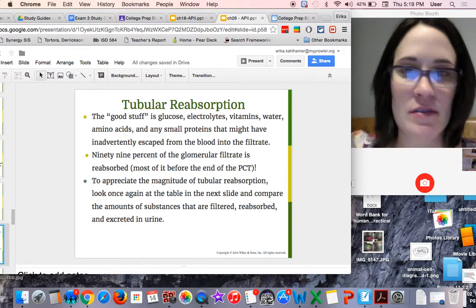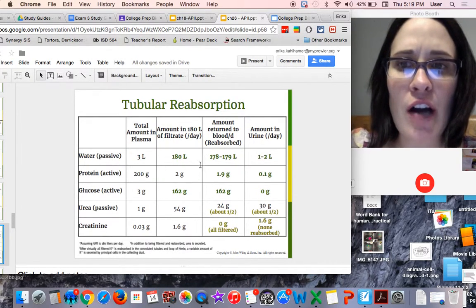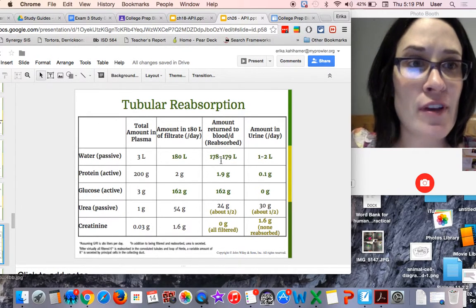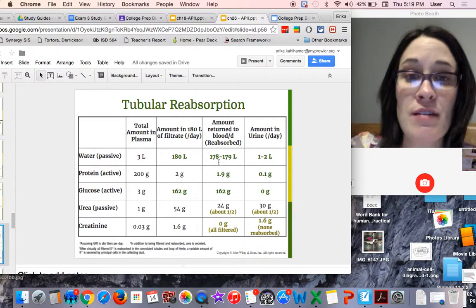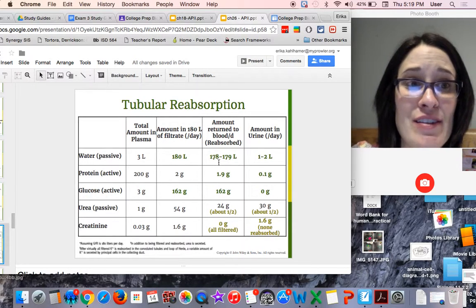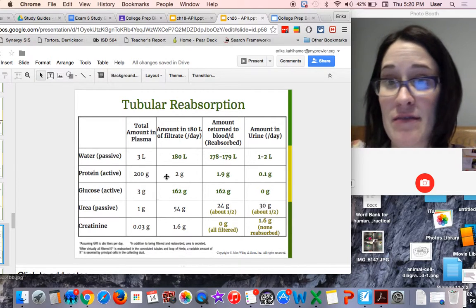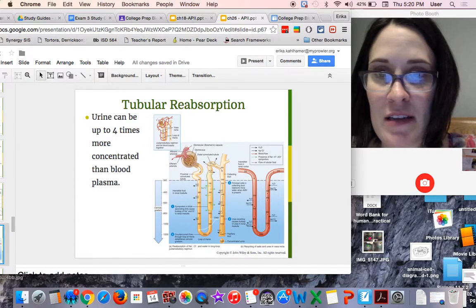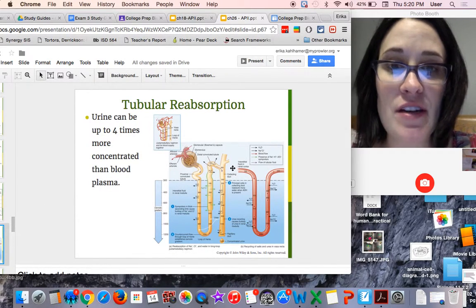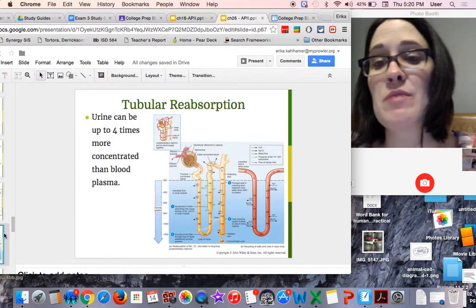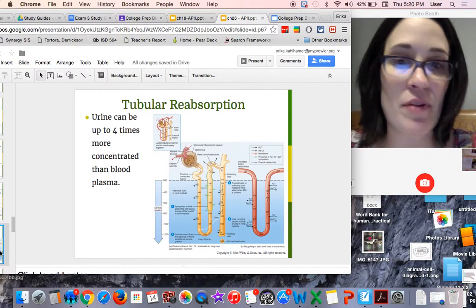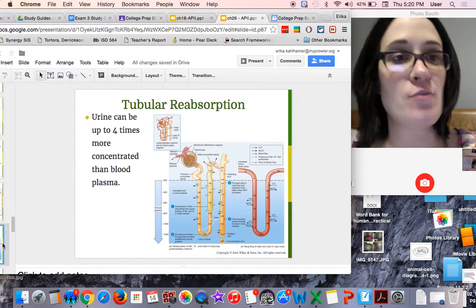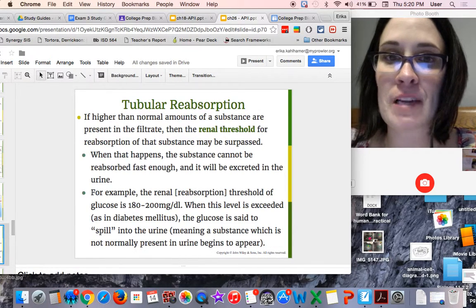Here we go. Again, look here. 180 liters is filtered out. Amount returned via reabsorption, 178 to 179 liters. That's crazy. Protein, 2 grams pushed out, 1.9 taken back in. Interesting to note, urine can become up to 4 times more concentrated than blood plasma. All this detailed physiology about the nephrons, what we're going to talk about right now.